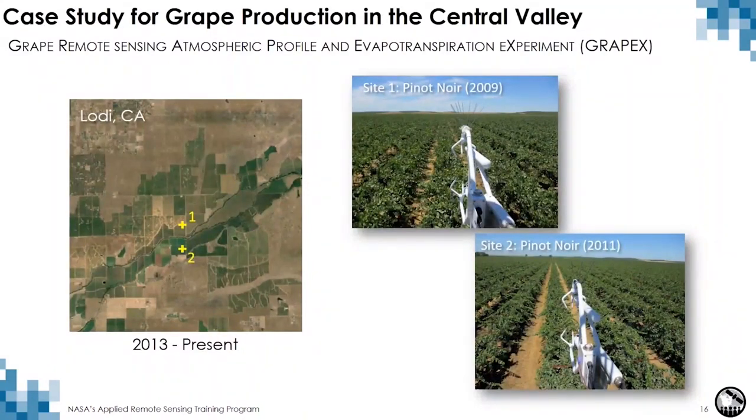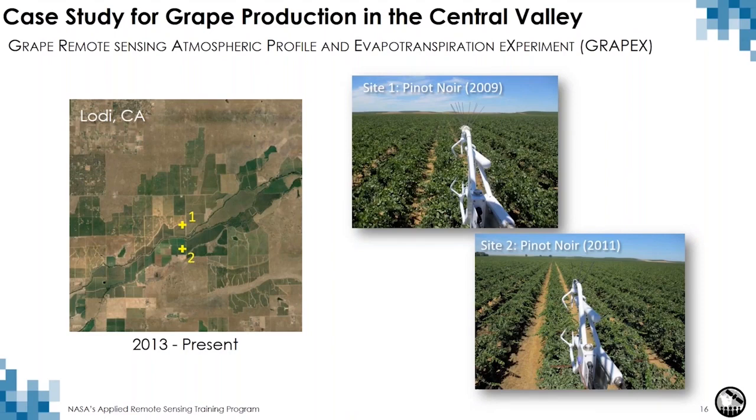I'm going to walk through a case study. We've been working a number of years with E&J Gallo, which is a large wine producer in the Central Valley in California. And they have really shown a lot of interest in trying to integrate remote sensing information into their management practices within their vineyards. So we've been working on this GRAPEX project for a number of years, measuring field scale evapotranspiration in a number of their research fields.